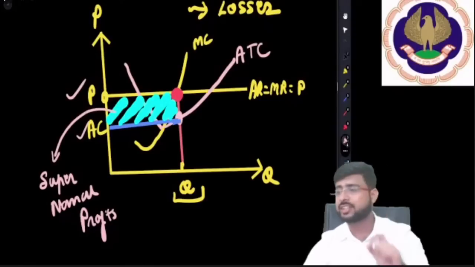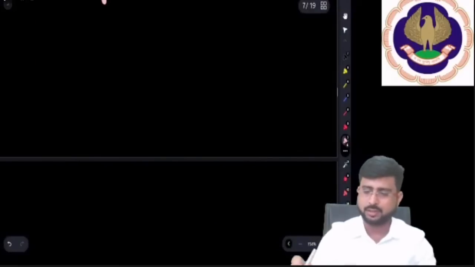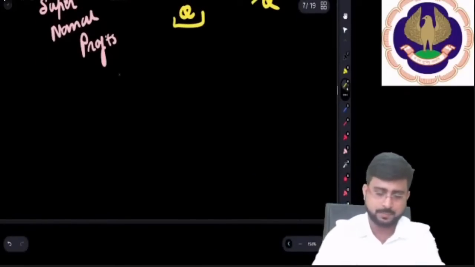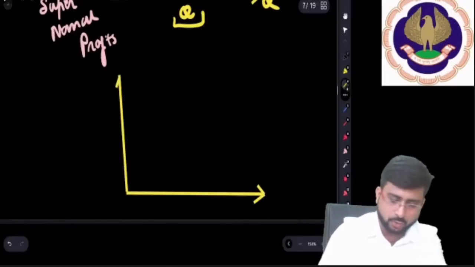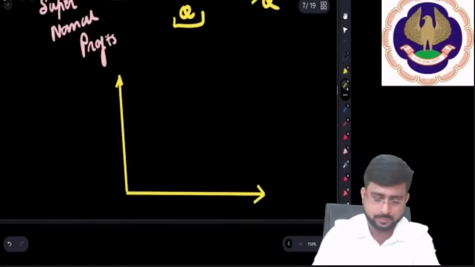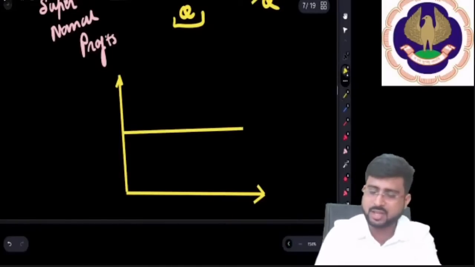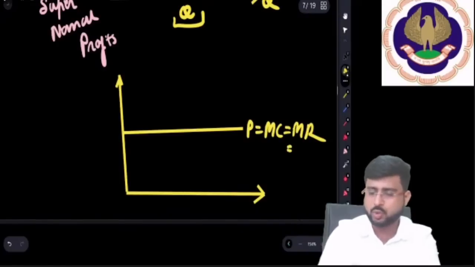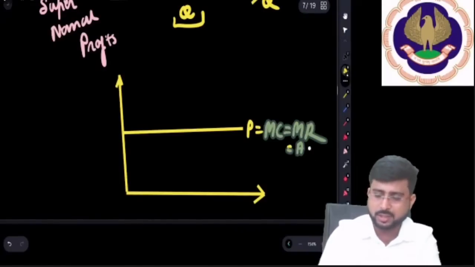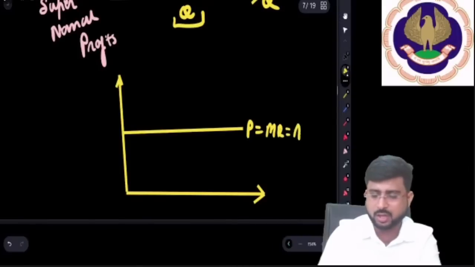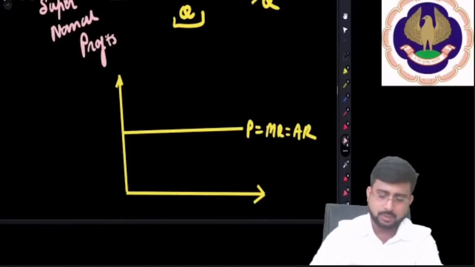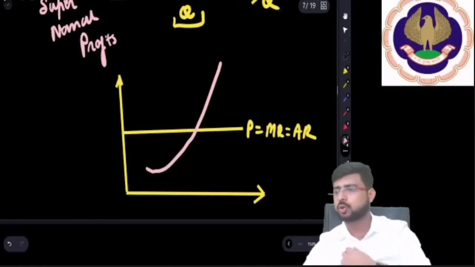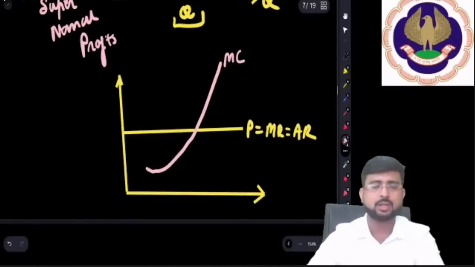So average cost is being recovered now. Normal profit zone. Again the same diagram we start with. Price equals MR equals average revenue. Marginal cost is a U-shaped curve, so I'll draw only this part of the marginal cost curve. I need only this much.